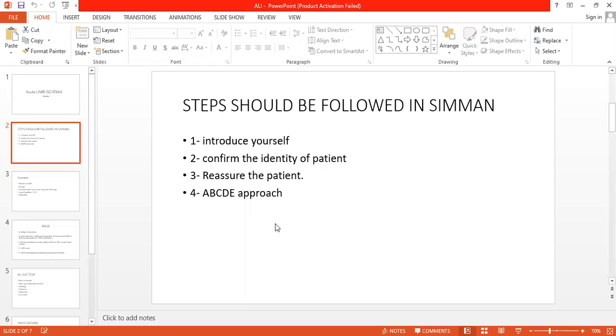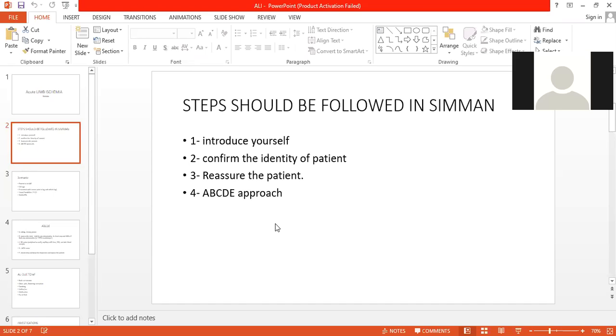First, you go into the room, you will ask the Simman, or I can use the word Simman or patient, so don't get confused if I say patient. Assume this is a Simman; we are talking about the Simman class. When you go into the room, you will say, "Hello, my name is Dr. Blah blah blah. How can I help you?" Or whatever opening statement you have practiced. It's totally up to you. You can use any one of them.